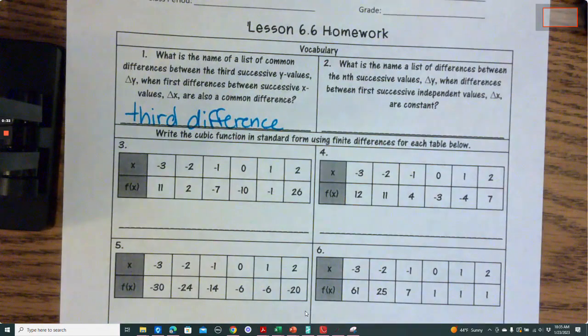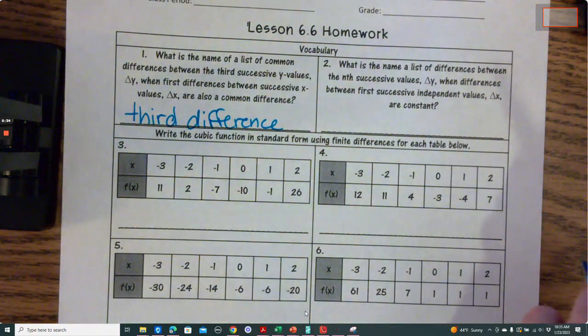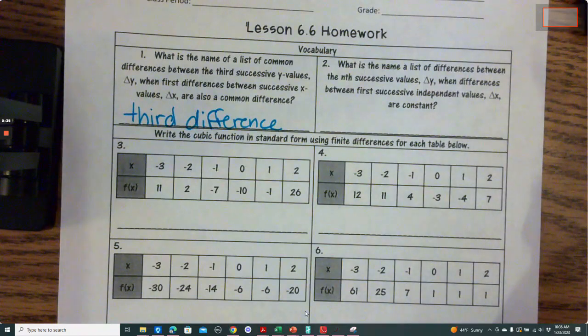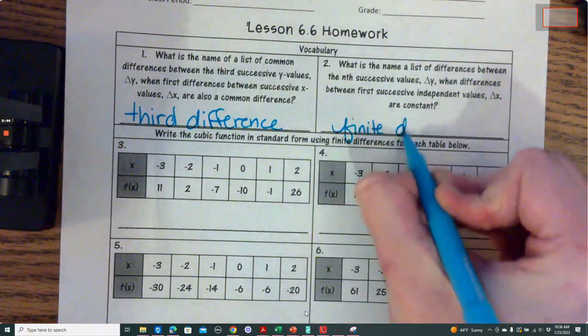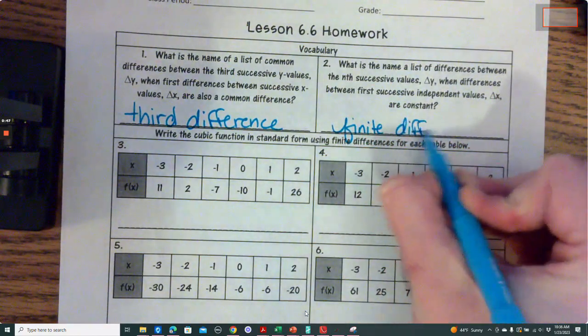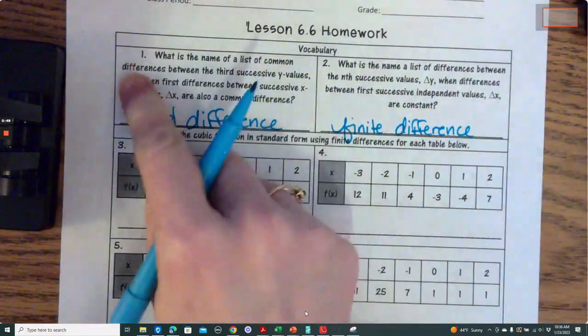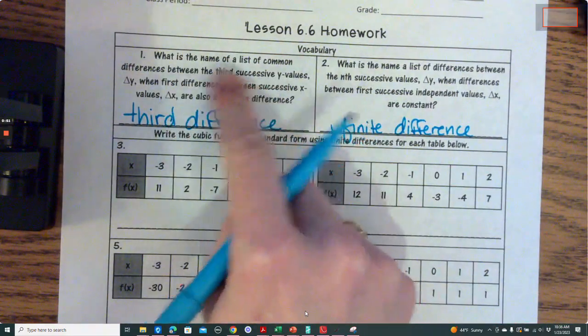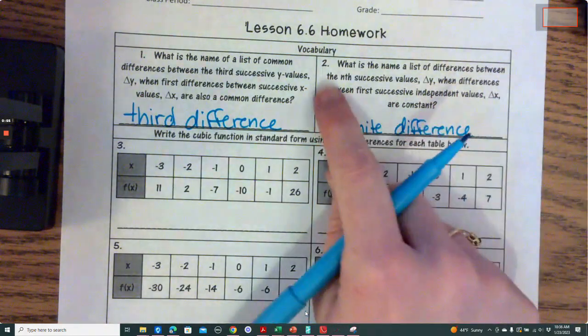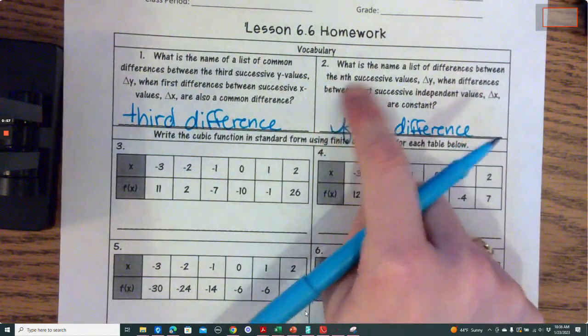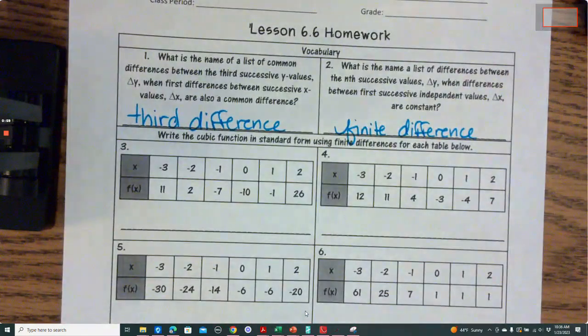Number two, what is the name of a list of differences between the nth successive values, change in y, when differences between the first successive independent values, change in x, are constant? This is just anytime you find it, it's a finite difference. If it tells you specifically third successive, second successive, third difference, second difference. If it's just telling you the nth, not giving you a value, just general, it's a finite difference.